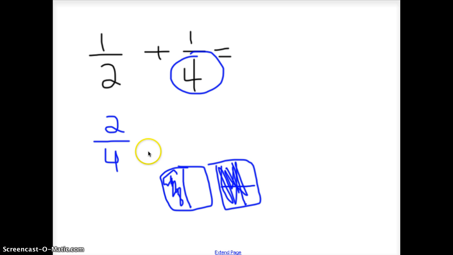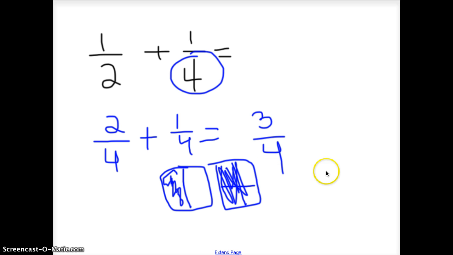So I'm going to change this whole problem to 2 fourths plus 1 fourth equals 2 plus 3. 2 plus 1 is 3, and I keep the denominator the same. So the answer is 3/4.